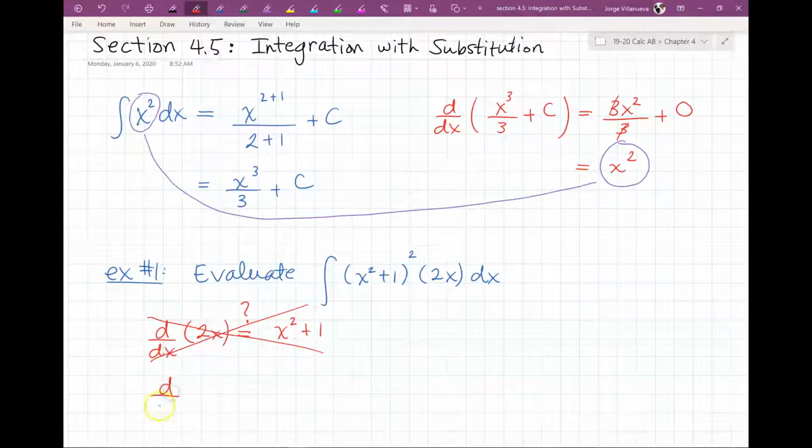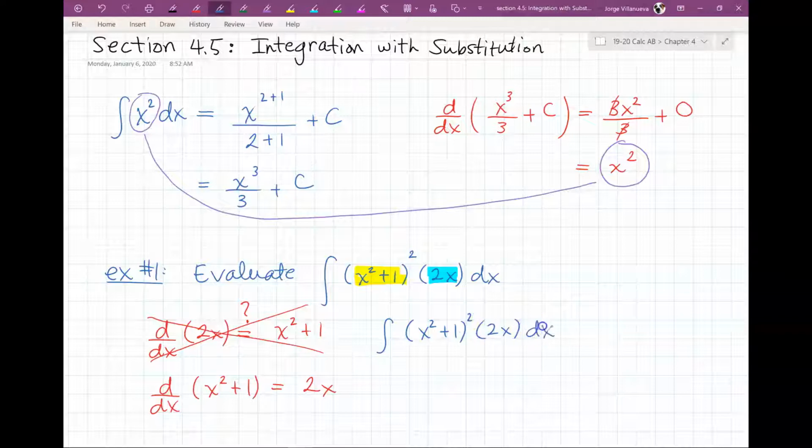Now, let me pick something else. What if I pick x squared plus 1? So the derivative of x squared plus 1 is what? 2x. Does that match something in the problem? Yeah, right here. So this is a good thing. So this is how we're going to approach this problem. Let me rewrite the problem here. The integral of x squared plus 1 squared times 2x dx.